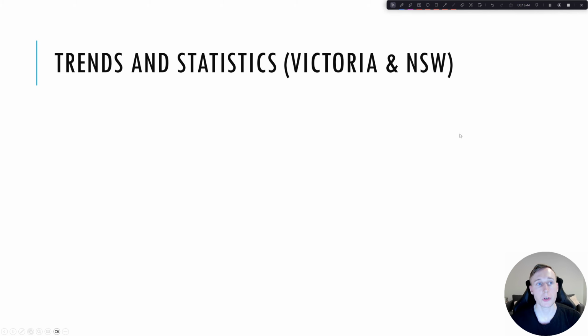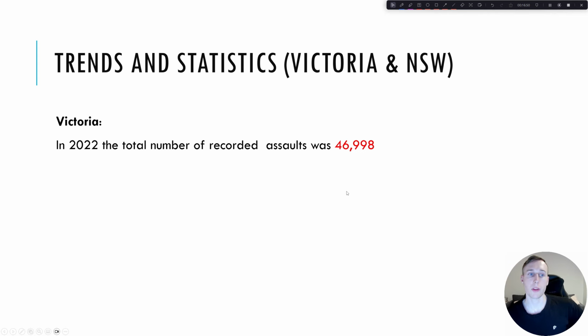Just to almost finish up with our trends and statistics for this one, I've compared with New South Wales. So first one, in 2022, this was quite higher than I thought, but the total number of recorded assaults in Victoria alone in just 1 year was almost 47,000. So that would be a combination of things like family violence, individual assaults, all kinds of things.